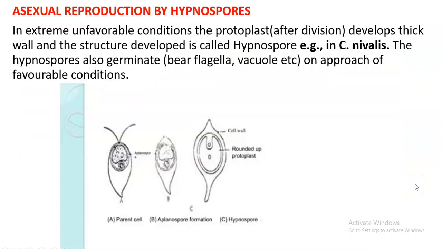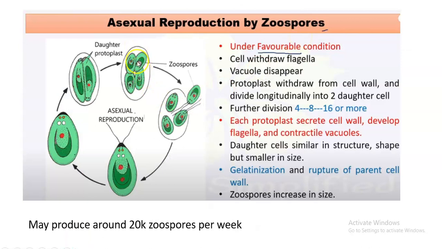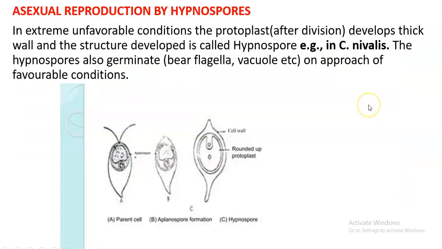Okay. Now asexual reproduction by hypnospores. This is very simple. During unfavorable circumstances, maybe even during the spring and summer season, there can be situations where droughts are happening without rain, and sufficient water is not there in that particular water body. In those circumstances, the protoplast, after undergoing such a division, will develop a thick wall around itself. After development of that wall, it may look like this. It is actually spherical or ovoid in shape. It has developed a thick wall around itself. Now it is called a hypnospore.